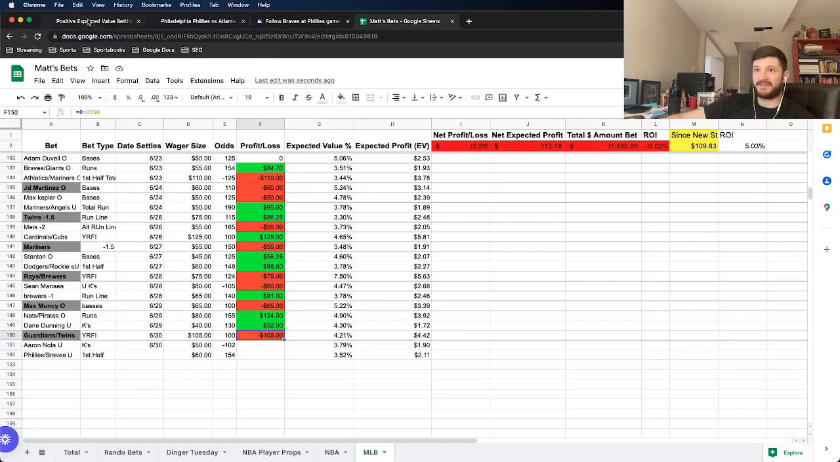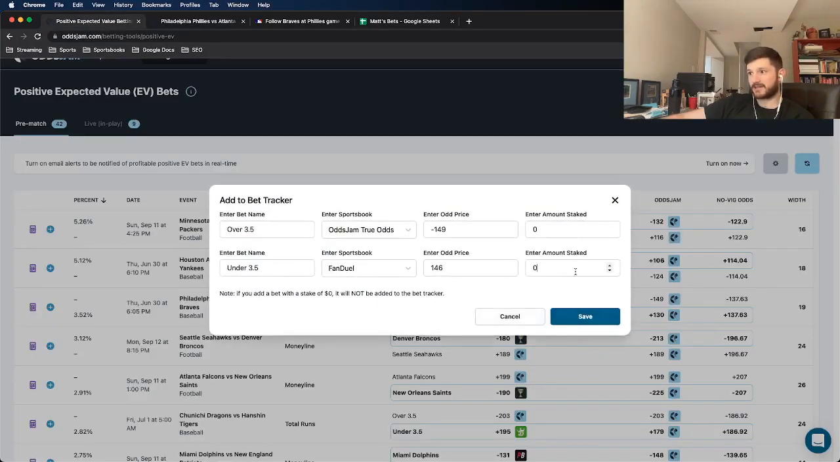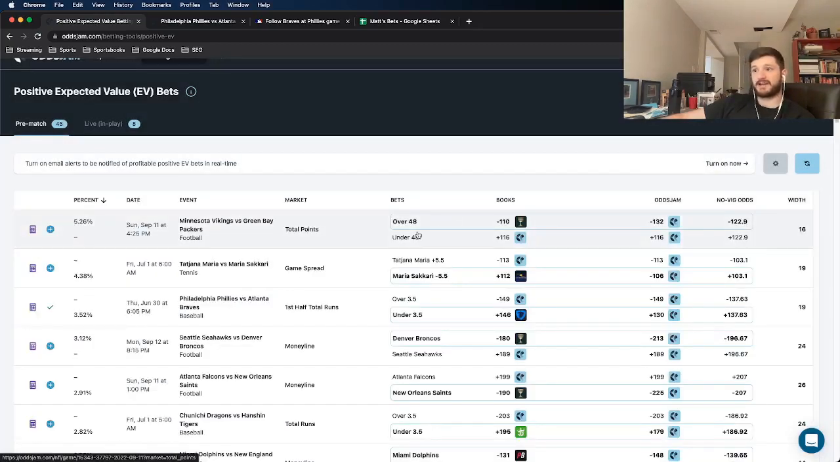So now let me just add this to my actual OddsJam bet tracker. This was a $60 play. Bet tracker is completely free to use. Would definitely recommend checking it out.